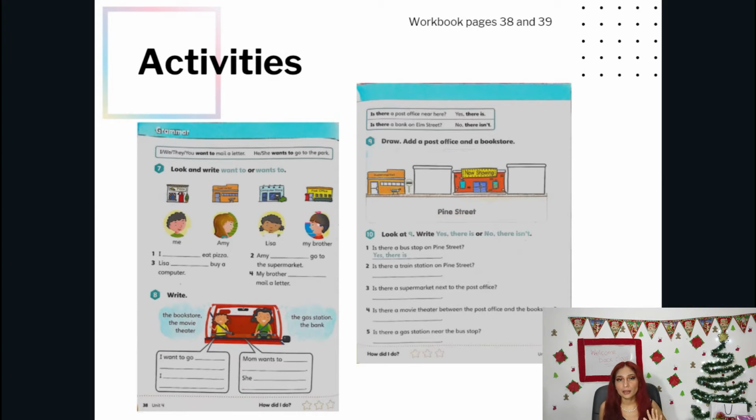No solo se utiliza cuando queremos preguntar sobre tiendas o sobre lugares en la ciudad. We can use it too. For example, I'm here in my room. This is my bedroom. Estoy aquí en mi bedroom. And for example, I can ask my sister, le puedo preguntar a mi hermana, is there a chair in the bedroom? Yo le puedo preguntar eso. Y ella me podría decir, yes there is, or no there isn't, okay?